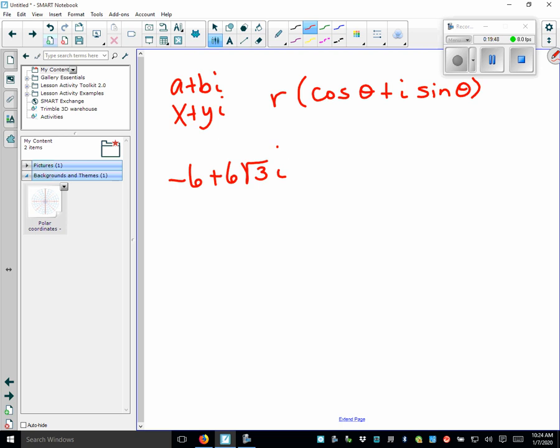I got 12. Did you get 12? I got 12. Wait one second. R should be an easy thing to find. On this, you ought to be able to get R right. Don't erase it. I didn't erase it.